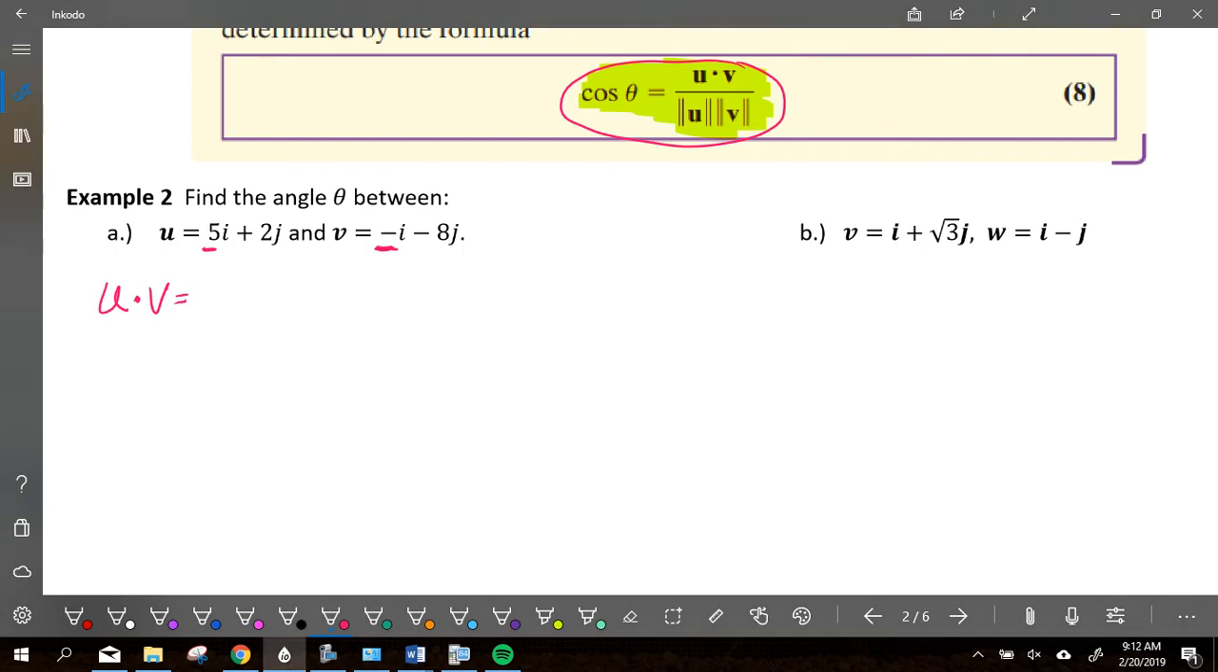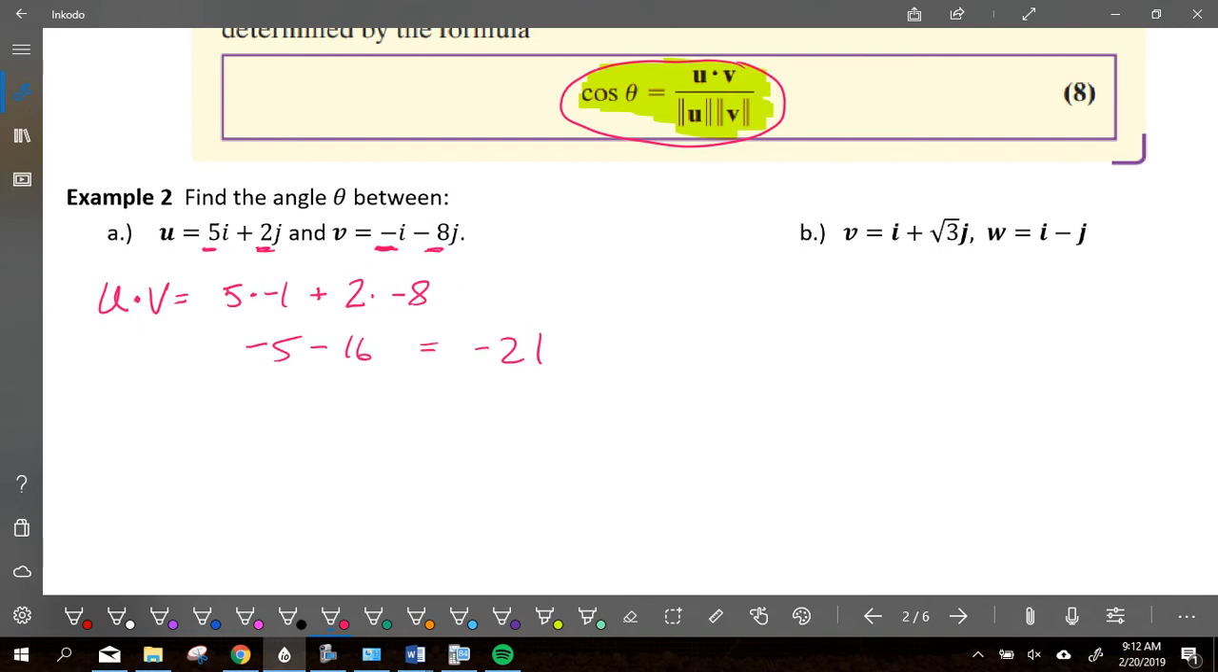Five and negative 1, so he's multiplying his x components. 5 times negative 1, plus 2 times negative 8. So it's negative 5 minus 16. His dot product is negative 21. Cool, we need a dot product.